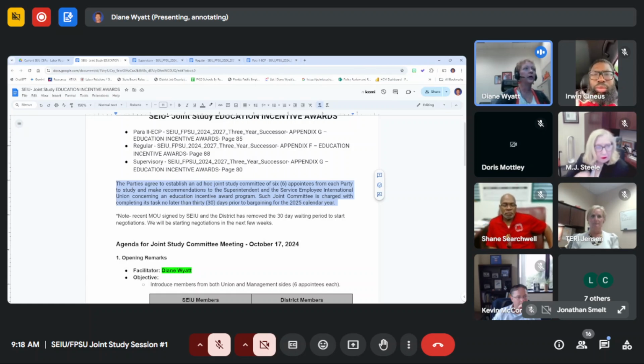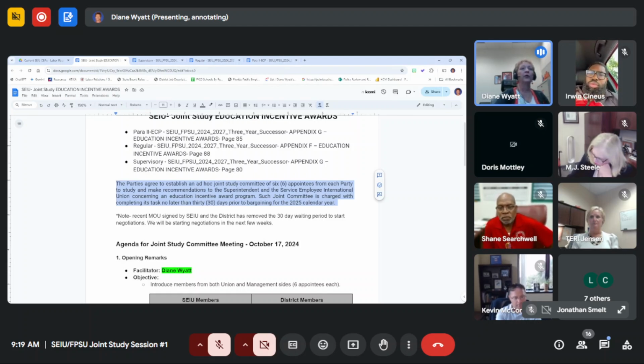They want the parties to agree to establish an ad hoc joint study committee of six appointees from each party to study and make recommendations to the superintendent and the Service Employee International Union concerning an education incentive award program. Such joint study committee is charged with completing its task no later than 30 days prior to the bargaining of the 2025 calendar year. That is the end of the 2025 calendar year, when the new contract would begin for SEIU.